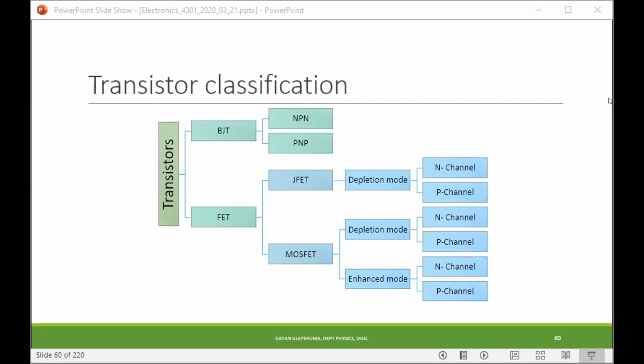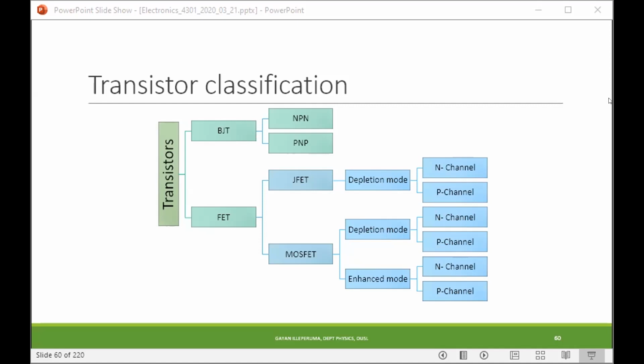After that, we are going to look at the field effect transistors, in short FETs. FETs will be the session coming after this one. Again, FETs are categorized into two different ones, JFET and MOSFET. JFET stands for junction field effect transistor. MOSFET stands for metal oxide semiconductor field effect transistor.